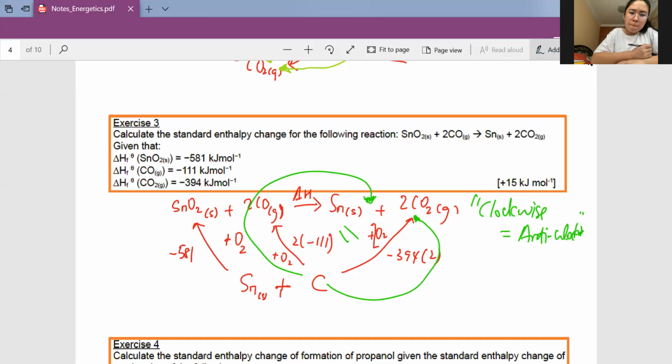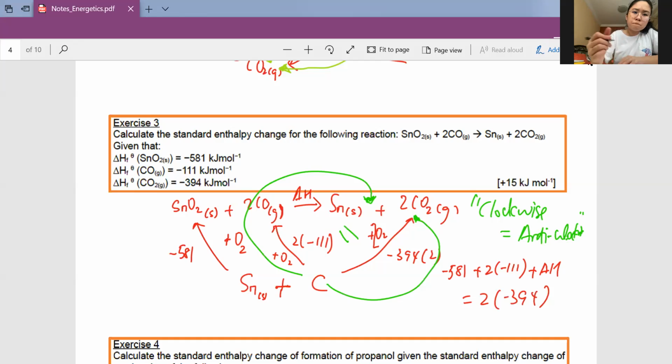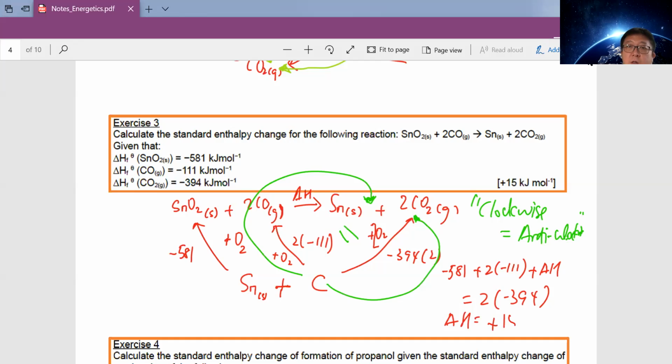Let's change back to my red pen. Can you calculate? Minus 581 plus 2 times minus 111 plus enthalpy equals 2 times negative 394. Enthalpy H, solve. I think it's positive 15.